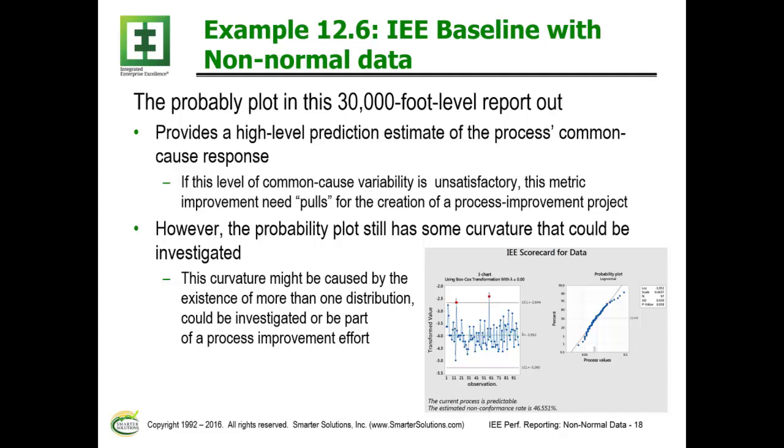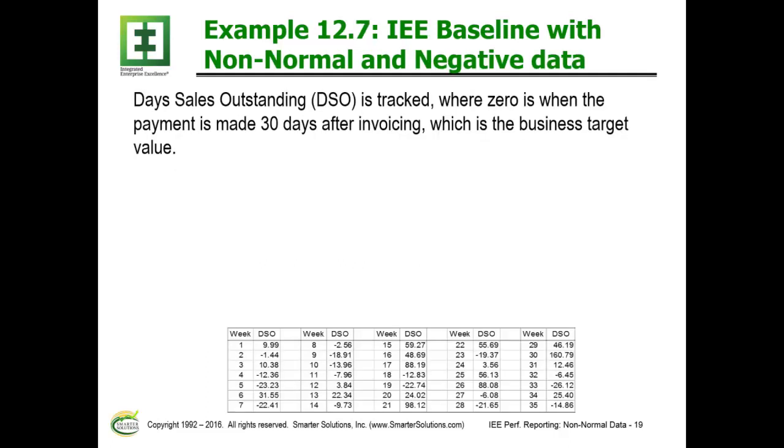There might be more than one distribution in this set of data. So, for example, the particular response that we get might occur differently because sometimes you have 2 machines, or you have 2 different shifts, or something else that could cause that difference.